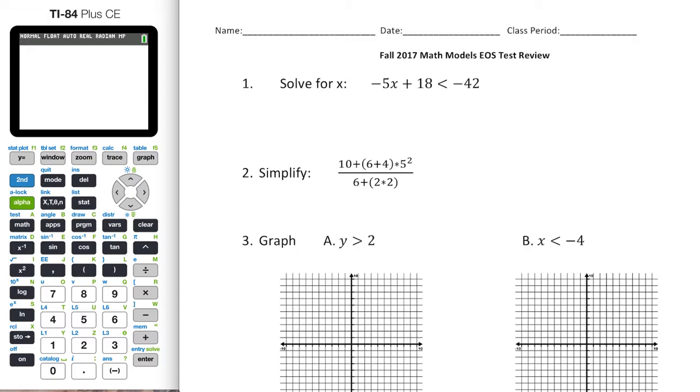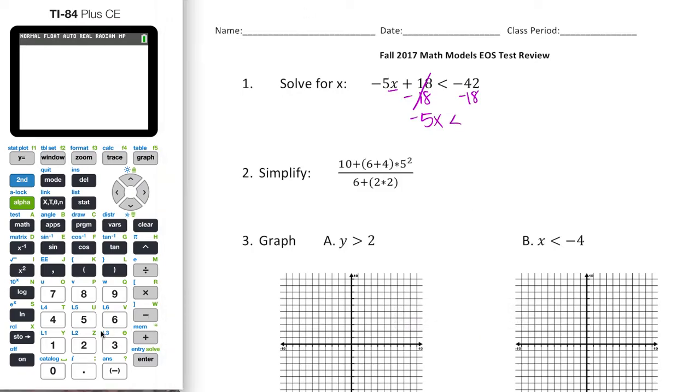Alright, so number one says to solve for x, so that means we're just trying to get this x by itself. So the first thing we're going to do is subtract 18 from both sides. So when we do that, we're going to have negative 5x is less than negative 42 minus 18. So negative 42 minus 18 is going to give us negative 60.